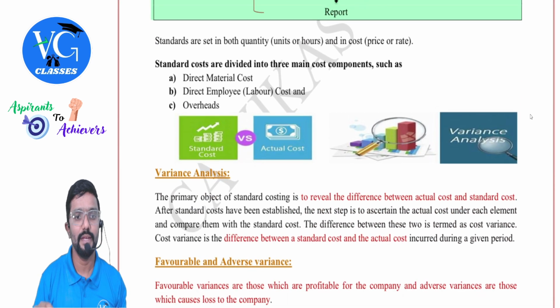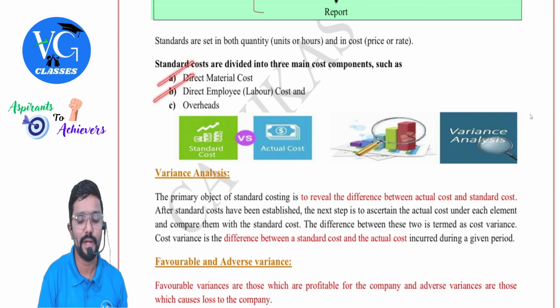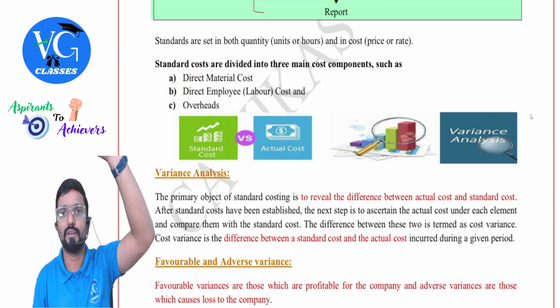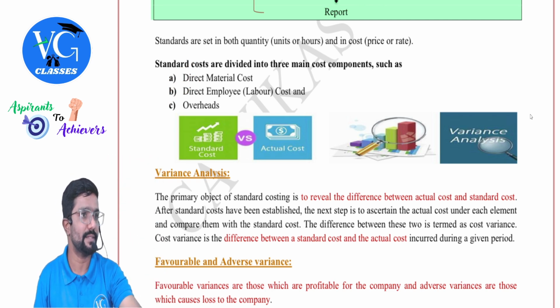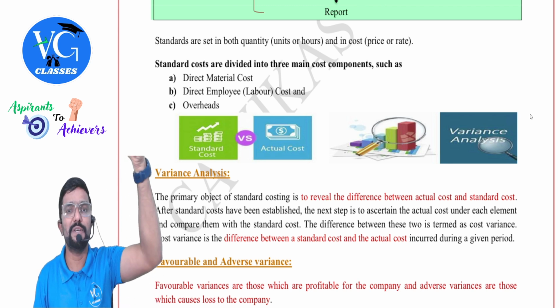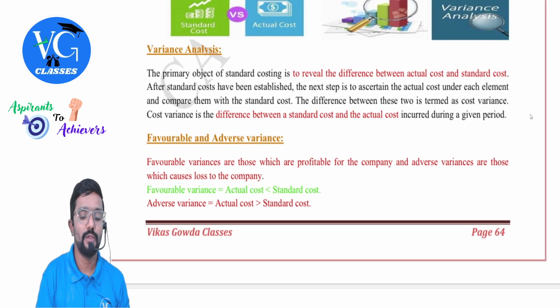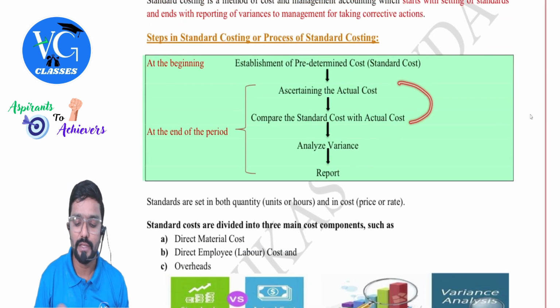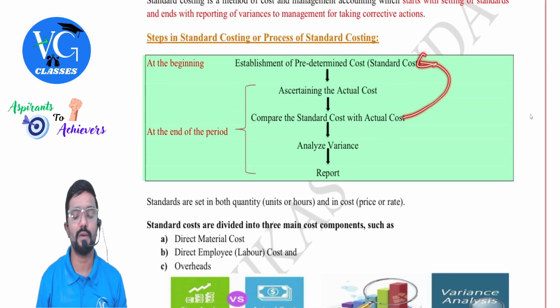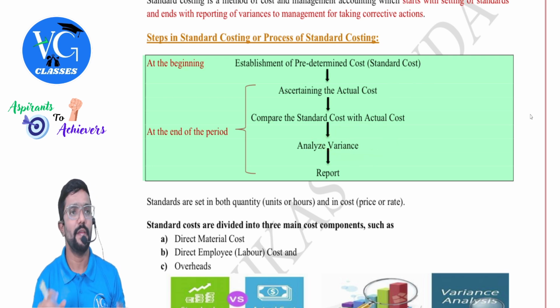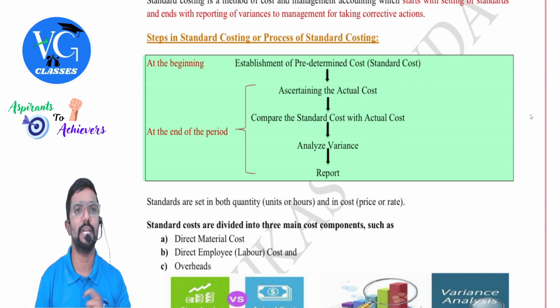Let me read. Standard costs are divided into three main cost components, which are nothing but elements: direct material cost, direct employee cost, and overhead cost. So we saw standard cost, they had given us the target of how much? 10 lakh. Now we will break down the 10 lakh element wise. How much should be my standard material cost, standard labor cost, and standard overhead cost. Now, by comparing our actual cost with standard cost, what do we calculate, sir? Variance. If variance is positive, we call it favorable. If variance is negative, we call it adverse.